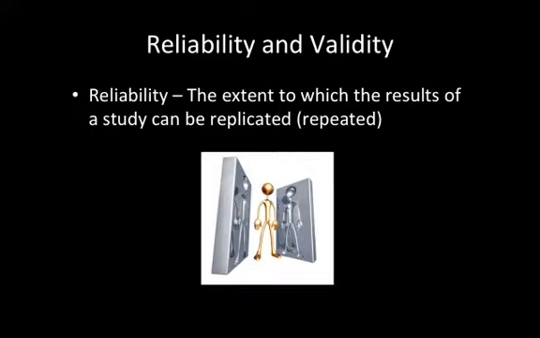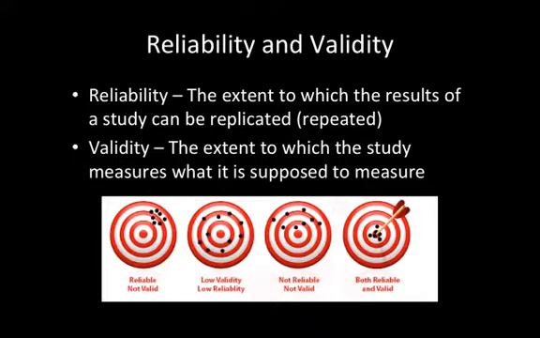So it's like using a little mold to create little figures. You want to be able to get the same figure each time when you use the mold again and again and again. Validity is the extent to which the study measures what it is supposed to measure. So you want to be on target. You want to be measuring what it is you're setting out to measure. If you're measuring something other than what you want to measure and you measure it really well, you'll still be reliable, but it won't be valid.